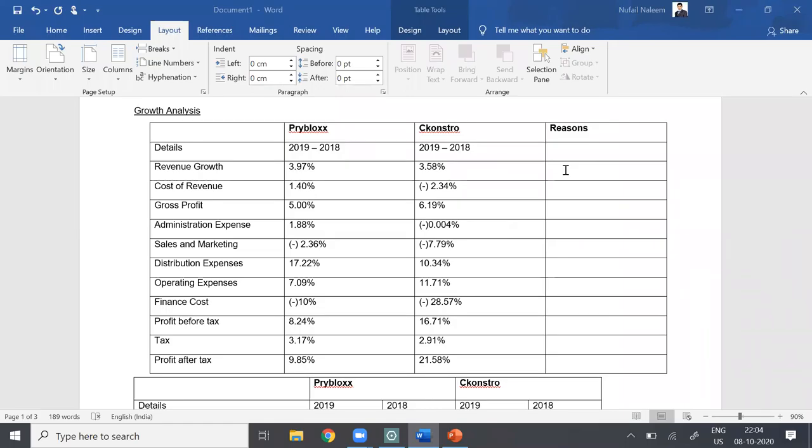Now if you observe here, there is a revenue growth of 3.97 for our company. But if you see Cronstro, their revenue growth is 3.58. If anyone sees any calculation issues, tell me and I will correct it. Is anyone able to talk today? Kitis, is it okay for you to talk?